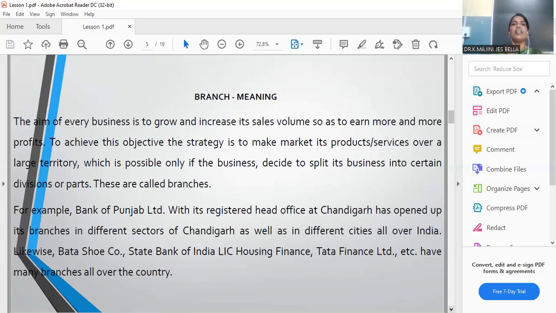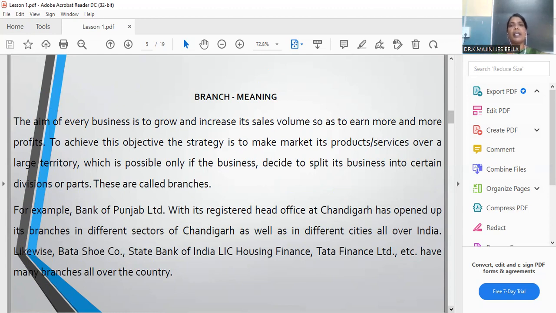Okay, so here we can see the meaning of branch. First, you should understand what is the meaning of branch, right? The aim of every business is to grow and increase its sales volume so as to earn more and more profits. To achieve the objective, the strategy is to make profit and to market its products and services over a large territory, which is possible only if the business opens branches. So it decides to split its business into certain divisions or parts. These are called the branches.